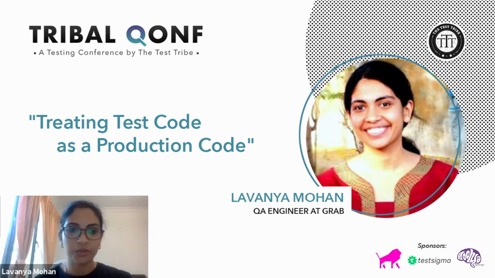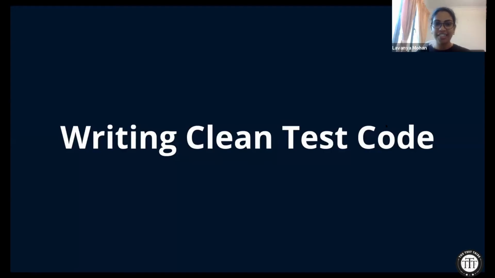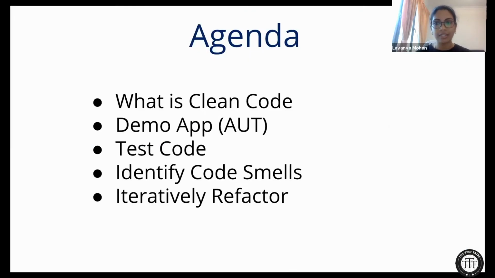All right, thank you. So today I'm going to be talking about treating test code as production code. Now, maybe a lot of things come to mind when we just hear this topic, right? But what we're going to specifically talk about today is writing clean test code. In this session, we will look at what is clean code. We will see a demo app, which will be our application under test. We will see the test code for that application. We'll identify code smells and then iteratively refactor to make it better. So let's get started.